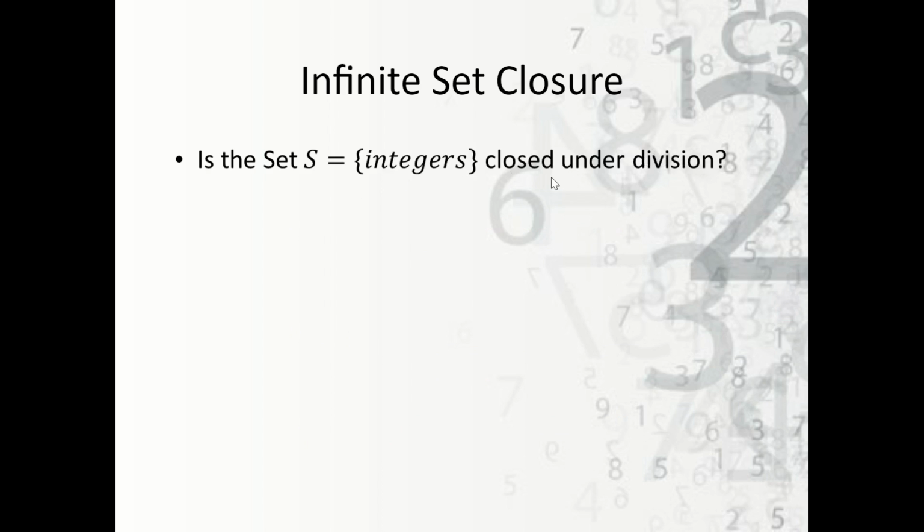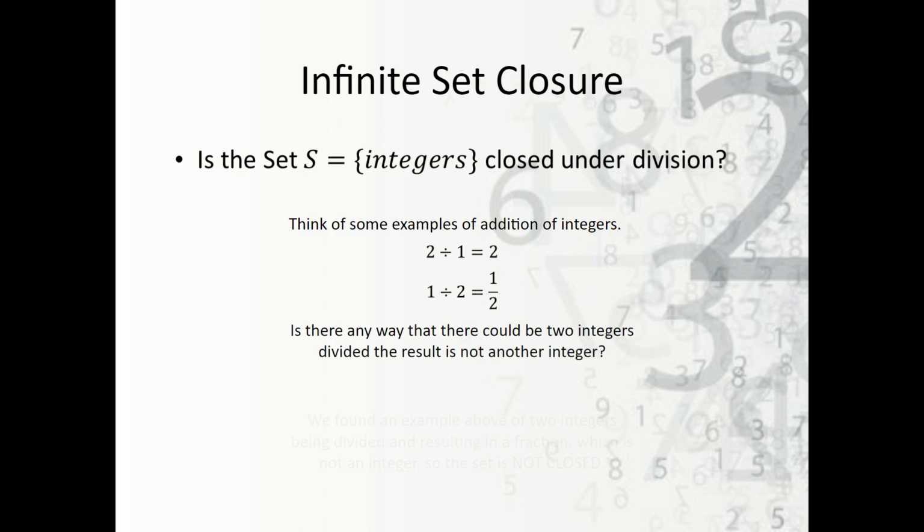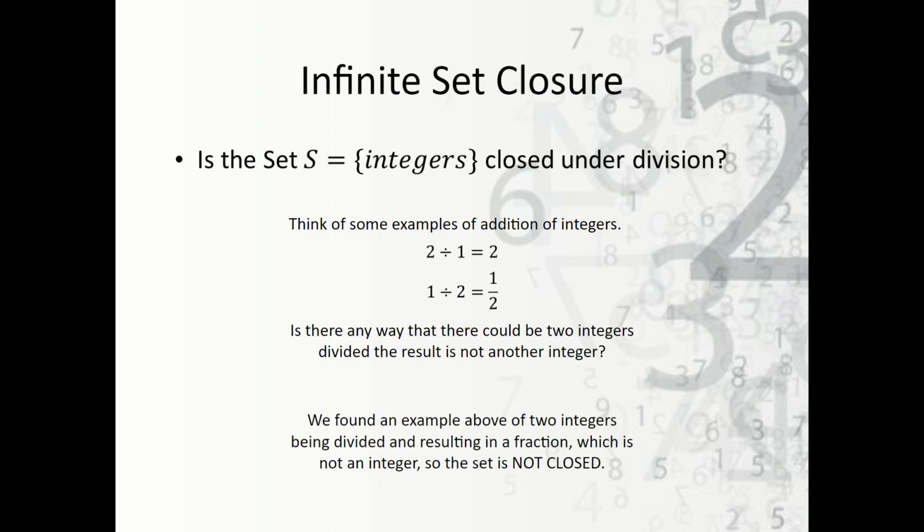Now what about this? The set S of integers, is it closed under division? So again, we're going to think of some examples. So we have 2 divided by 1, 1 divided by 2. Notice here though, when we do 1 divided by 2, we get 1/2. Well, 1/2 is not an integer, that's a rational number. So therefore, when we do it that way, we know that it's not closed.